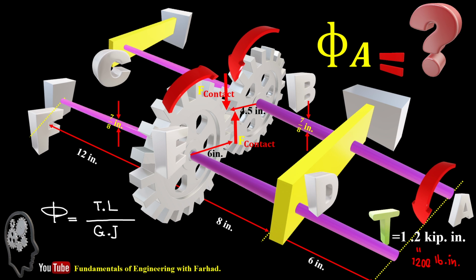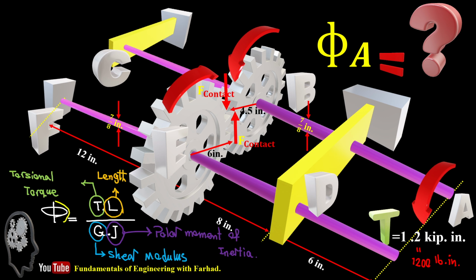Angle of twist is equal to TL over GJ. In this equation, T is torsional torque, L is length of the shaft, G is shear modulus, and J is polar moment of inertia. Definitely, the angle of twist is phi in terms of radian.